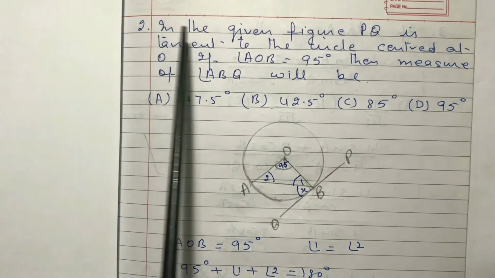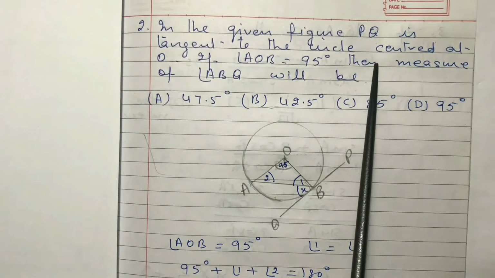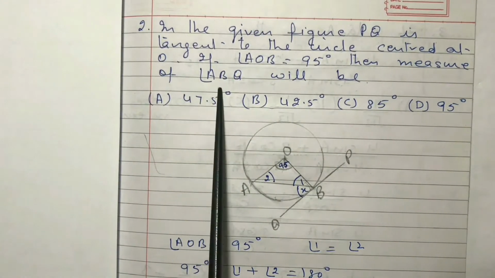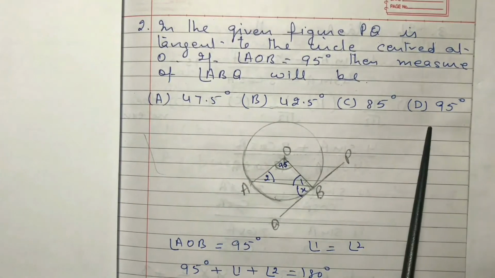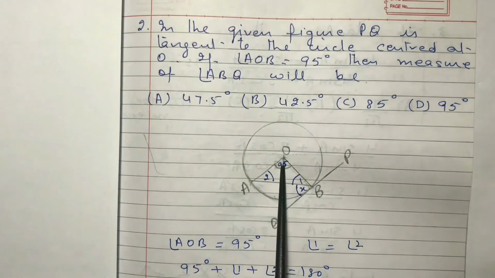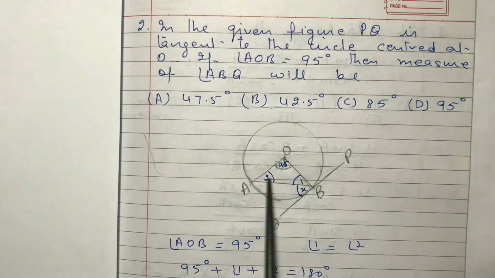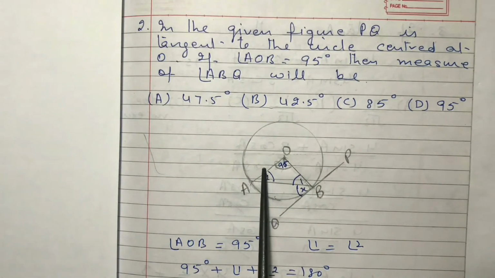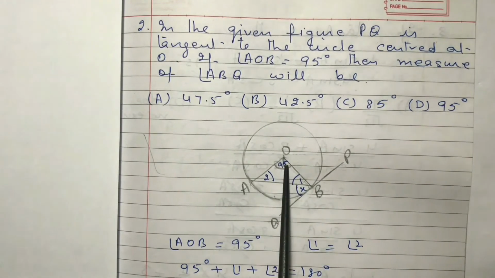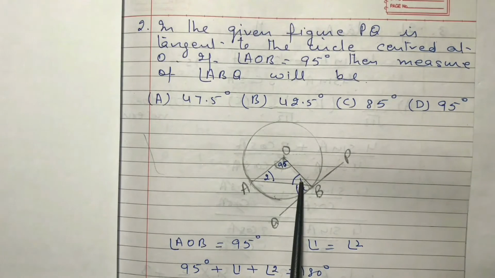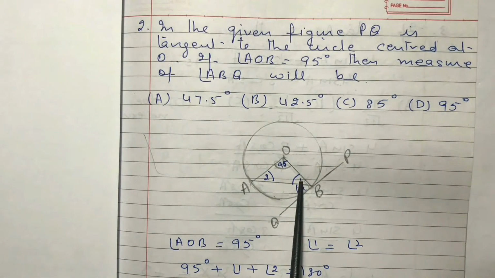Now question number 2. In the given figure, PQ is tangent to the circle centered at O. If angle AOB is 95 degrees, then the measure of angle ABQ will be, there are four options. Now this figure is given to you. This angle is 95 degrees. You have to find this angle X. And you know these two angles are equal, because angles opposite to equal sides are equal. You will first find these two angles. 180 minus 95 gives you 85. It means the sum of these two is equal to 85. Since these two angles are equal, each angle will be equal to 42.5 degrees.